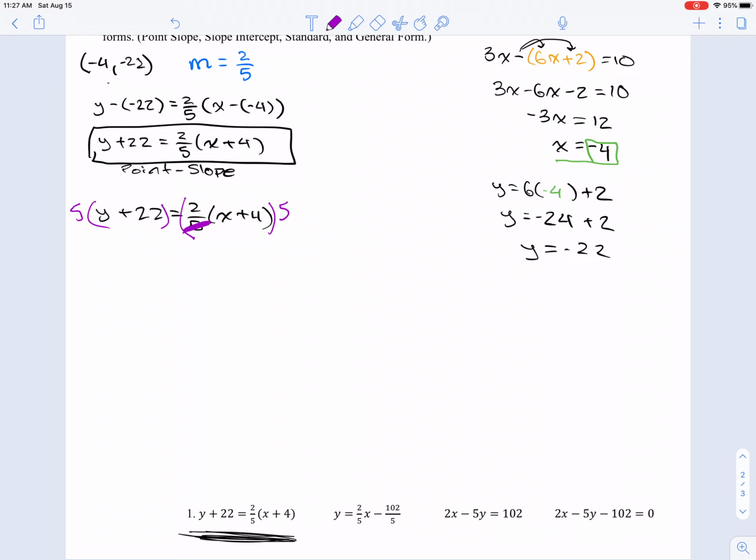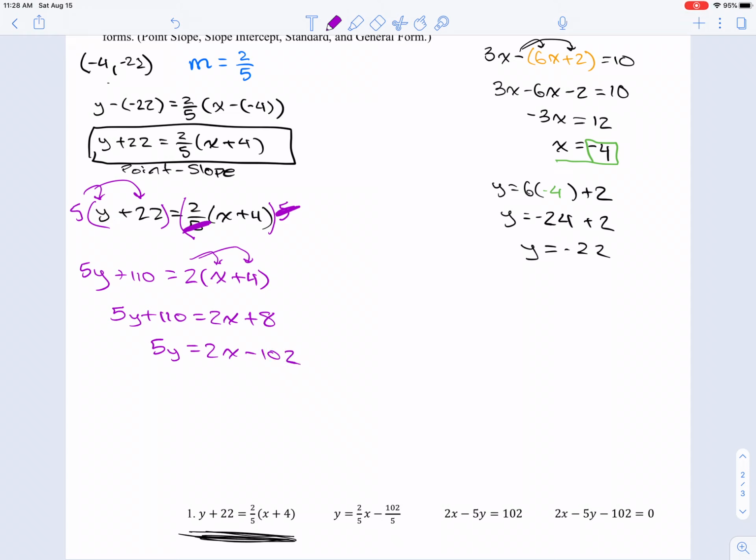And that will, the 5, the 2/5 and the 5 up top, they'll divide out to 1. So I got 5y, let me distribute, plus 110 equals 2 times x plus 4. Distribute one more time. So 5y plus 110. Then I'll subtract the 110 over, so 5y equals 2x minus 102. And then lastly, of course, slope-intercept form, we want to get y by itself, so I'll divide both sides by 5.